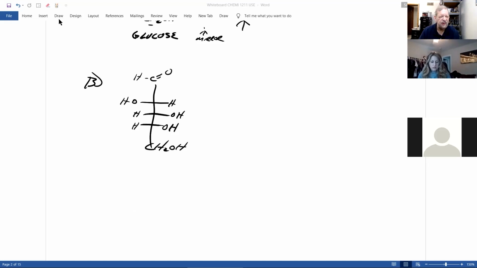All right, I think everybody's done. So how do you draw the enantiomer of B? Answer is draw its mirror image. And as you know, I like to put in my mirror. You don't have to.